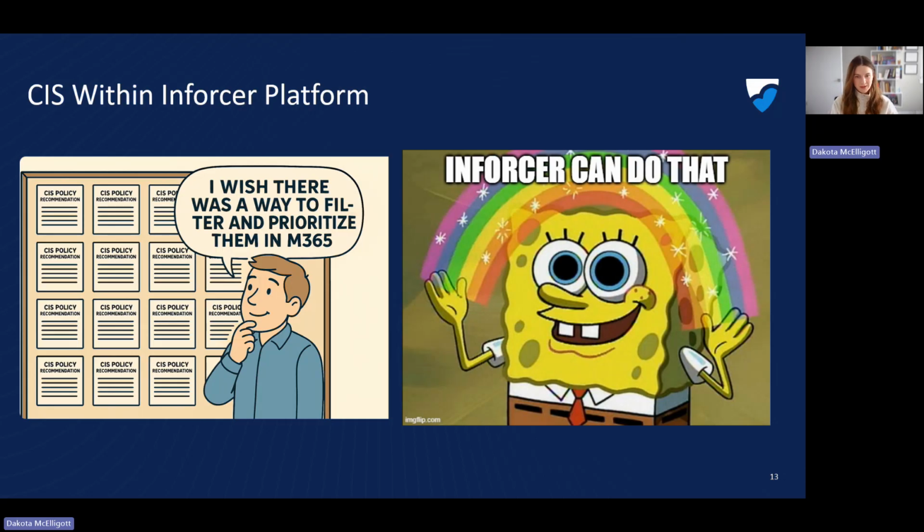And that's why the meme that I made on the right is so perfect. Had to put a SpongeBob meme into my presentation somewhere, but all the filtering, all the organization, all the contextualizing that people wish existed inside of Microsoft 365, Enforcer can do that. So it's your automation layer for CIS alignment. And then from here, we'll go ahead and look at exactly how the platform does that and how it simplifies the process across multiple tenants.